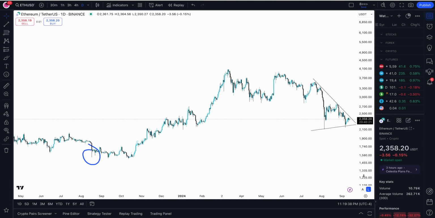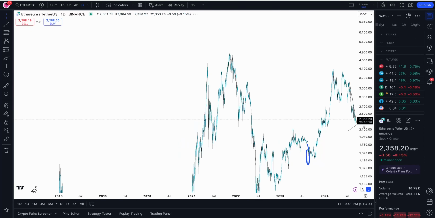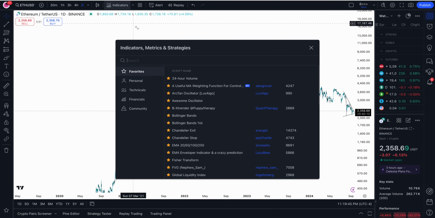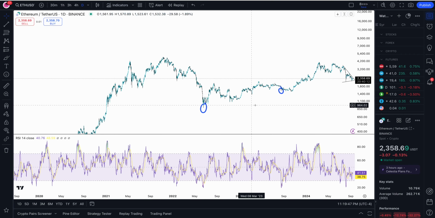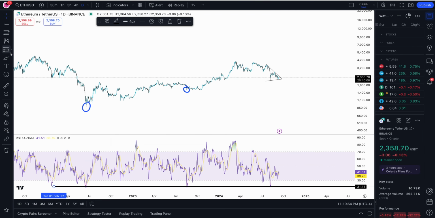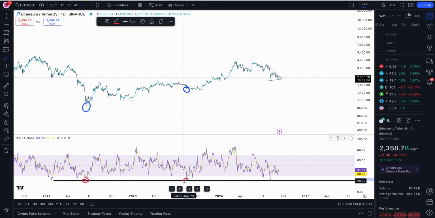Okay, so this is ETH over here, and we're extremely oversold here on the daily. So if I go ahead and take out the daily RSI, you see every time we've hit this level on ETH, it has marked a very significant turning point in the market, right?